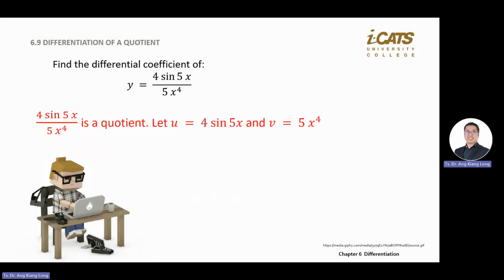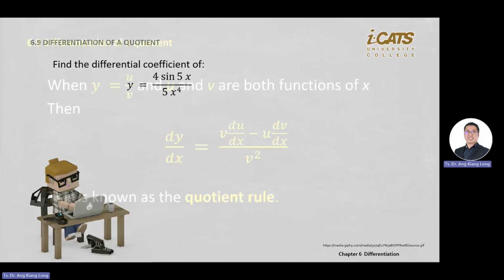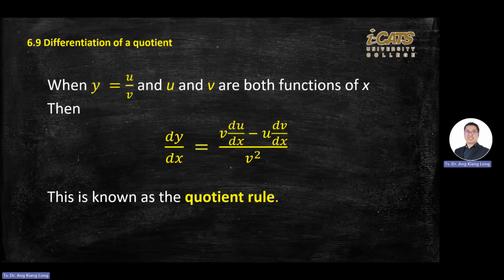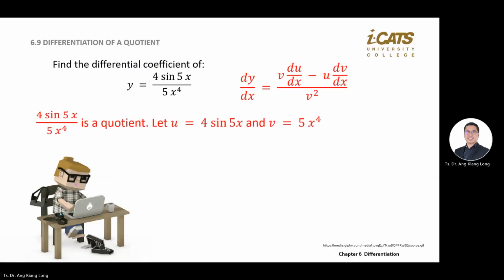Okay, so for example, you see the equation, you already have two equations divided. So what you do is see it as u divided by v in this form. You need to identify which one is your u and which one is your v, then write the general equation, dy dx equals v du dx, and so on.